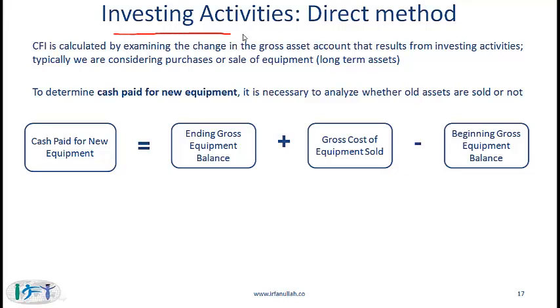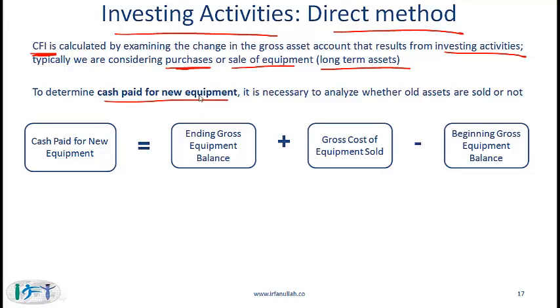Moving now to investing activities using the direct method. CFI, or cash flow from investing, is calculated by examining the changes in the gross asset account that results from investing activities. Typically, we are considering purchases or sale of equipment, i.e. long-term assets. The first thing we will look at is how to determine cash paid for new equipment.